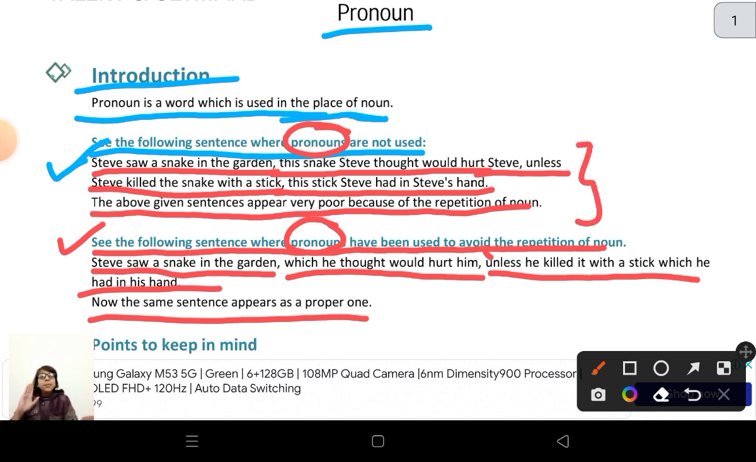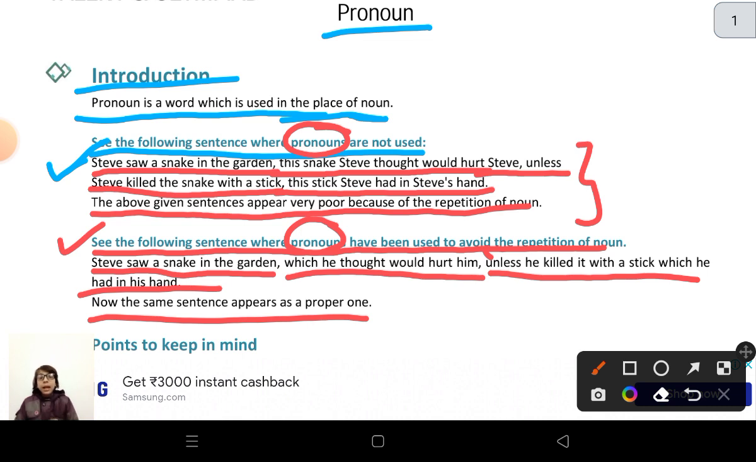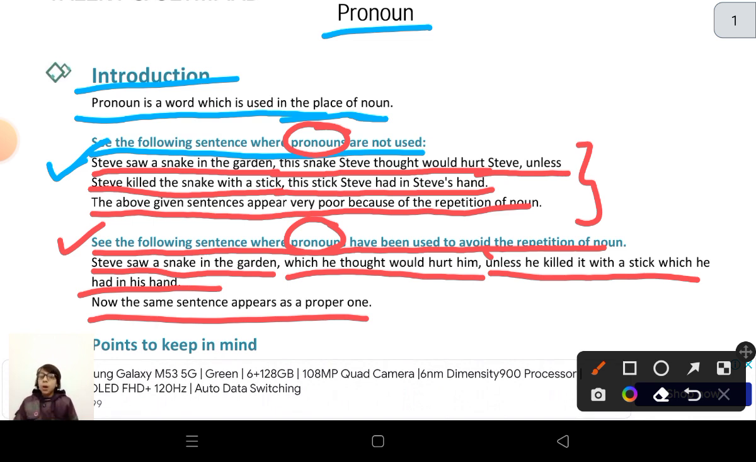In the earlier version, something is confusing and boring, and the repetition of the noun is done. And here it is not coming to a point. We are just confusing it.